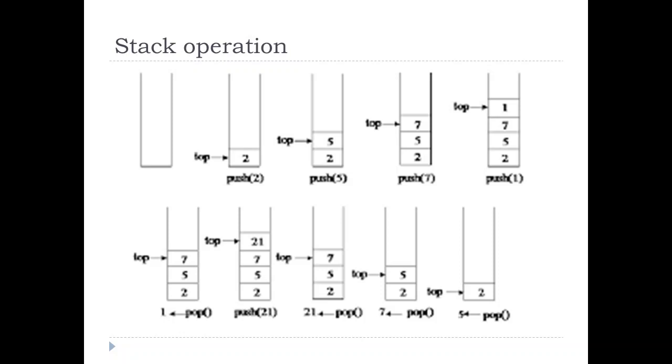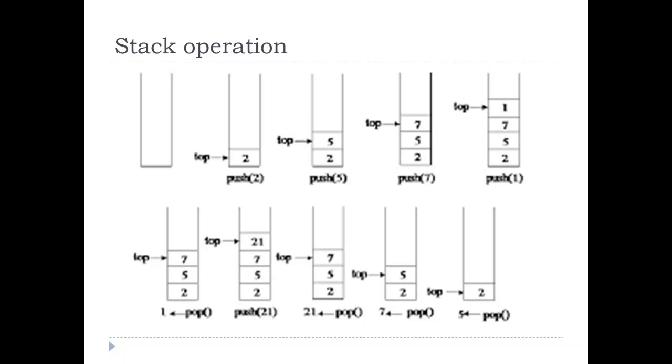So this top pointer will always keep pointing to the last entered item. Next we enter 7. The operation is push, the data item is 7. Once we insert the data item 7, top will start pointing to the last data entered in this stack. Then the next operation is push 1. The data 1 is inserted in this stack and top will start pointing to this. Similarly, it keeps going until the stack is full.